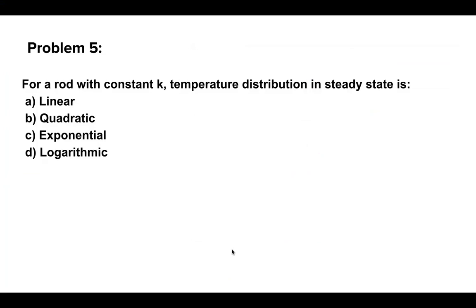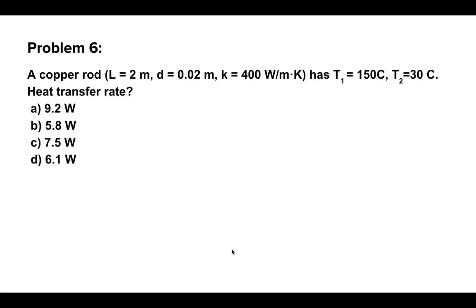For a rod with constant K, the temperature distribution is steady state. Steady state we've already discussed. If it's a constant K, the temperature distribution will be linear. It will be of the form Ax plus B. This we have already seen in our previous lectures. I hope you remember this. Now moving on to the next question.